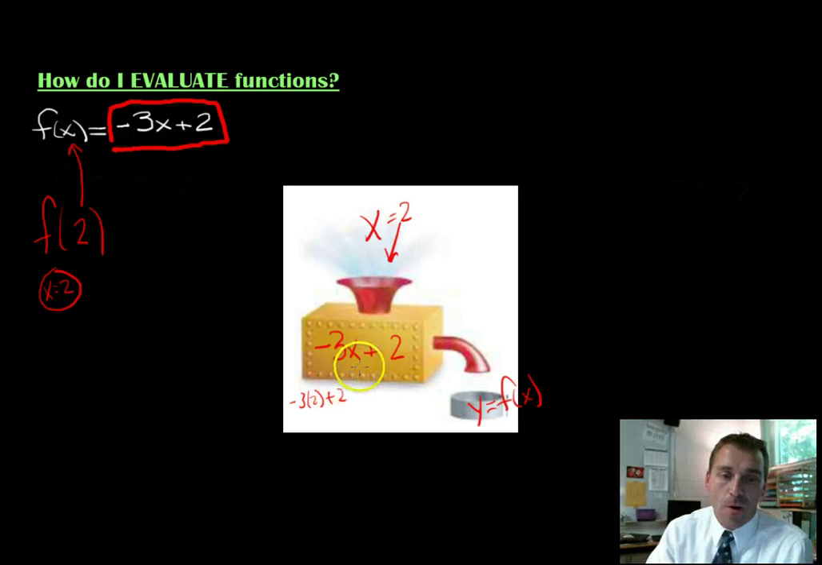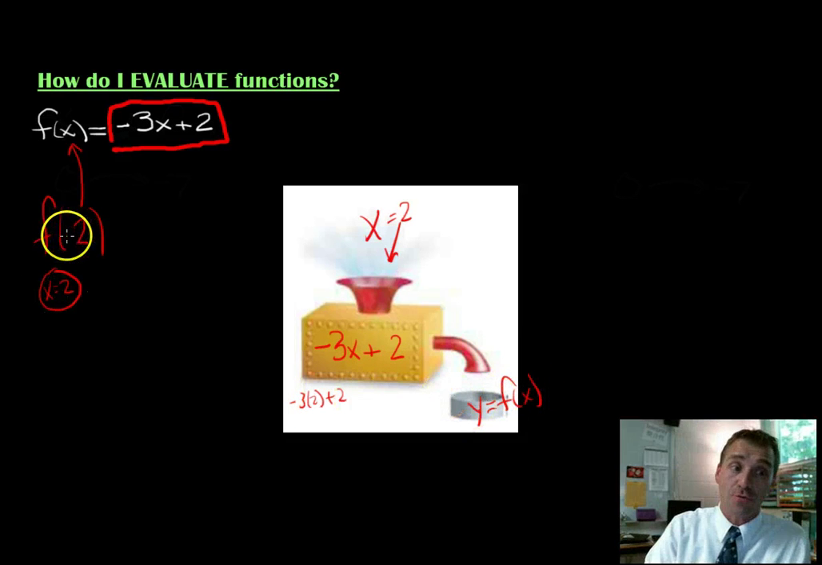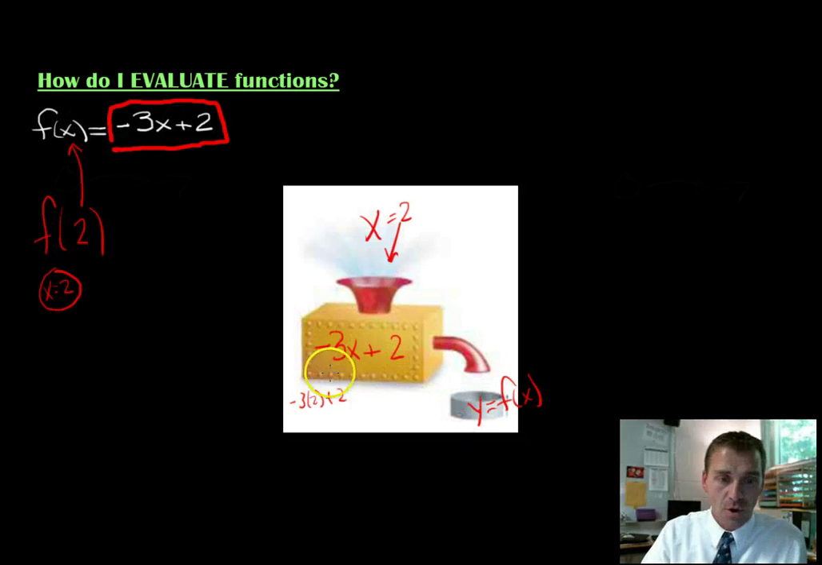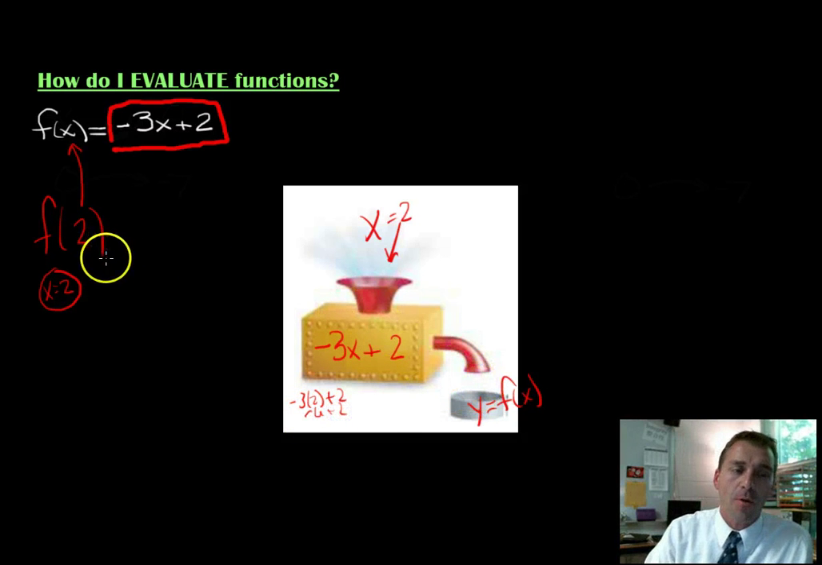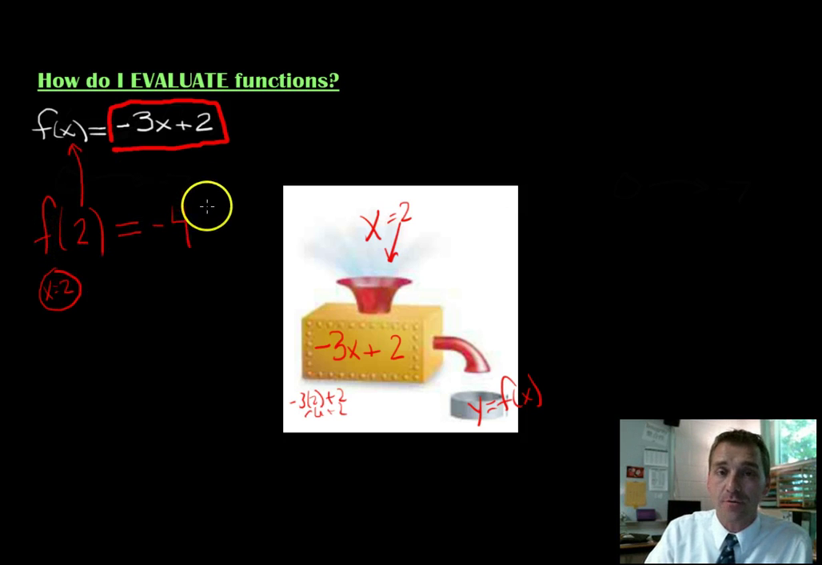So it's going to do this, and it's going to output something. And that output is going to be my f of x value, or my f of 2 really, or my y value. So when I do this, it gives me -6 plus 2, which gives me -4. So my value for this particular function, when I input a 2, is going to give me a -4. That's exactly how you would write it.